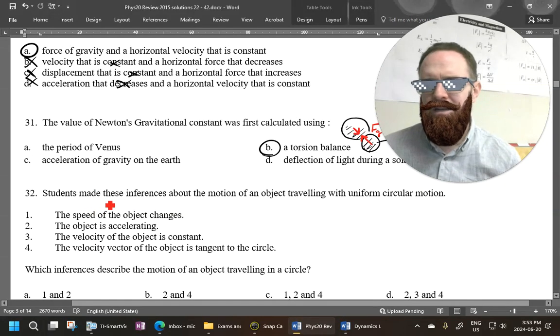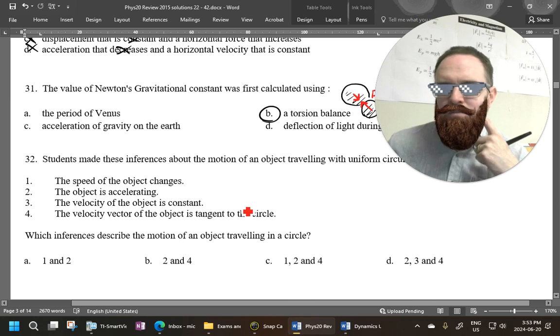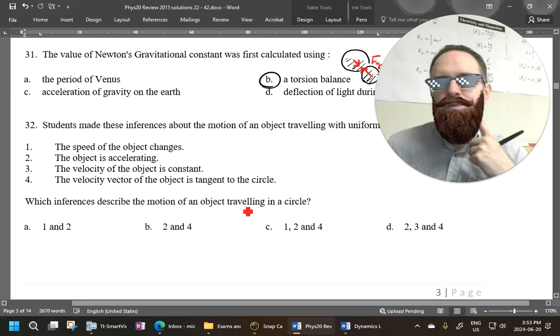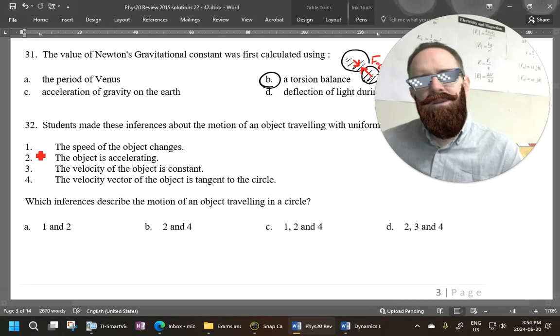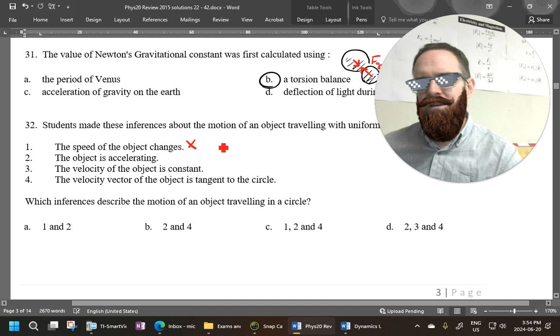Okay, a student made an inference about the motion of an object traveling in a circular motion. Okay, so the speed of the object changes. No, that's not true. The speed of the object doesn't change. So that's a false statement. Speed is constant, right? Well, in this course it is.